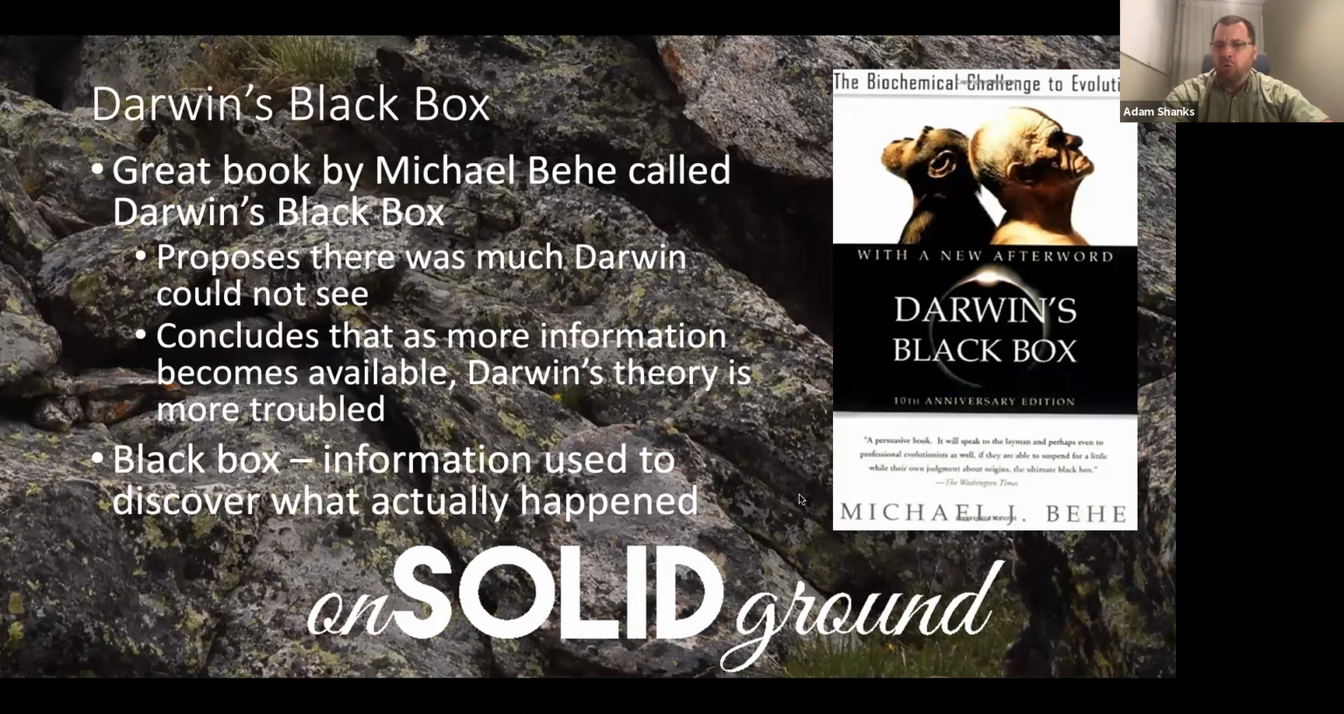I've mentioned Michael Behe before in this class, and I encourage anybody who hasn't read this book to pick it up. It's probably in the library. It's in my office there at the building if you ever want to borrow it from me. But it is a book called Darwin's Black Box, and it's the idea that there's a lot that Darwin couldn't have known. Because of when he lived and the technology that existed at the time, he had to make a lot of assumptions in order to prove his theory.